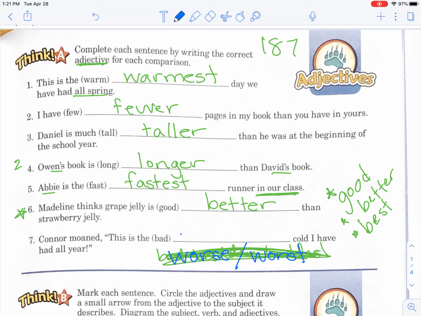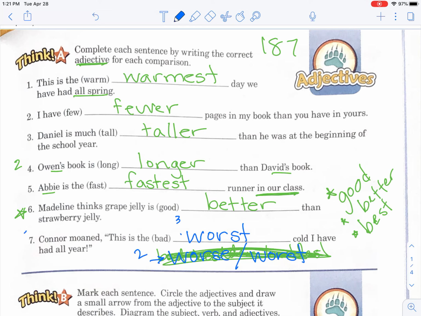So it's bad, worse, worst. How would I use worse? I think I hurt myself worse than you when I fell down. Now, I could say I hurt myself worst in the whole class. Or I had the worst score in the whole class. Worst is when you compare three or more, more than two. And worse is if you compare two things.